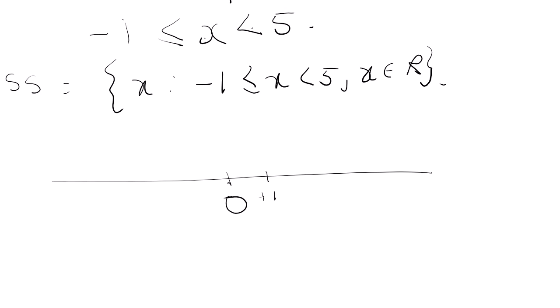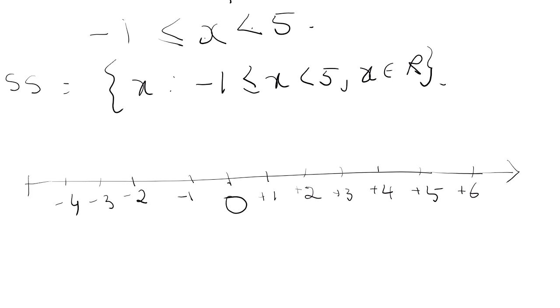So plus 1, plus 2, plus 3, plus 4, plus 5, plus 6, and this is minus 1, minus 2, minus 3, minus 4, minus 5, minus 6, and so on. Okay, so x is greater than or equal to minus 1. So the greater than or equal to sign is there, so the lollipop will be darkened, since the equal to sign is there.